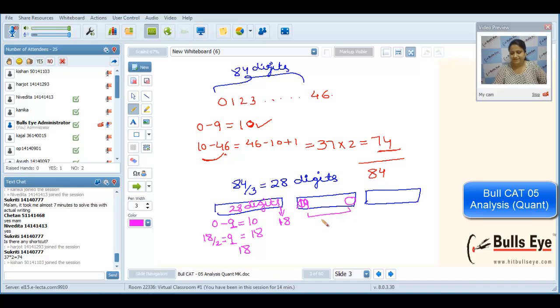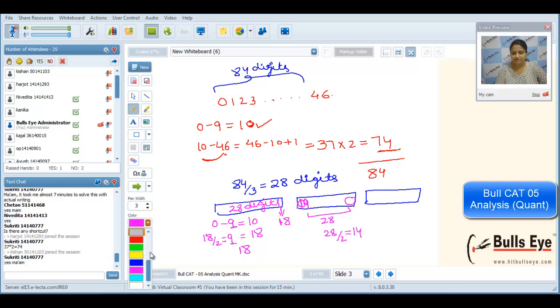Now this sheet contains again 28 digits. I am taking 28 by 2, that is 14. Why so? Because every number on this sheet is of 2 digits. Are you getting me, Sukriti? So we will add 18 plus 14. I mean further 14 numbers we will add. We will take 18 plus 14, that is 32. So my last number on this sheet will be 32.